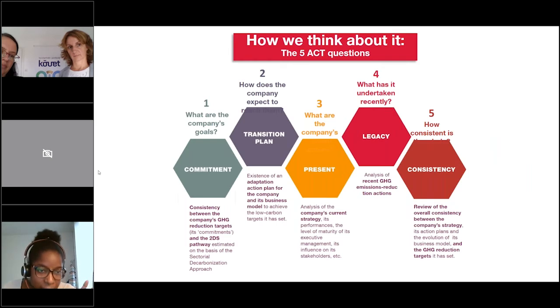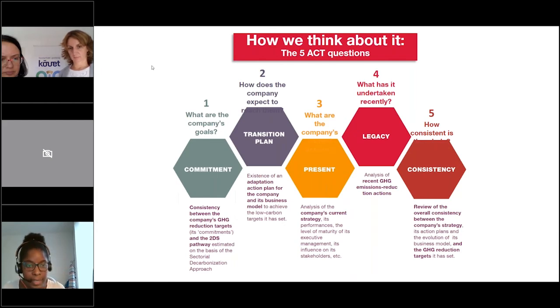So with ACT, we have a means to check the alignment with the low carbon transition by assessing the credibility of companies' climate-related information and commitments. And we use 5 questions to help us do that. The first question is, what does the company propose to do? That is the commitment part.